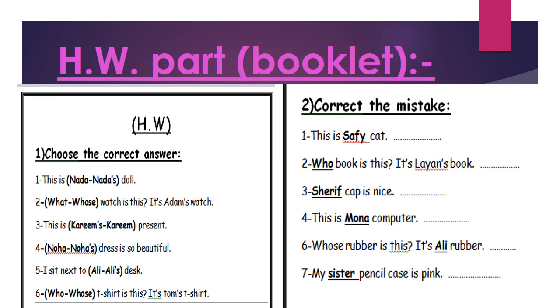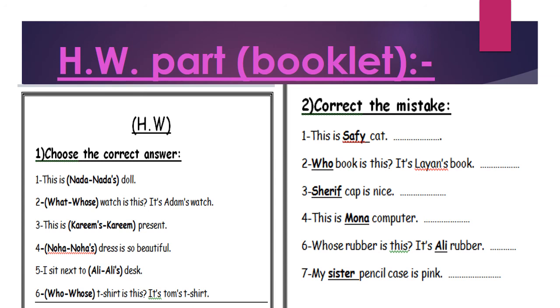Homework part from the booklet. We have 2 questions in the homework part. The first one is choose the correct answer. The second part is correct the mistake. I'm going to read this with you, and after that we are going to check the answers. Try to solve it by yourself, okay, and check your answers with the model answer.